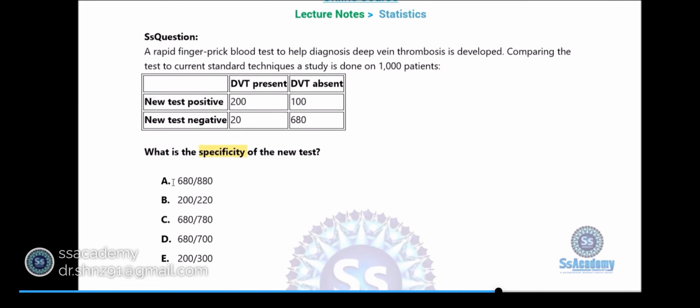And here is the question: the specificity of the new test. If the contingency table is given, this is easy to do. Specificity is nothing but the true negative divided by true negative plus false positive. True negative is 680, divided by true negative 680 plus false positive, which is 100, so 780. So 680 by 780 is the answer.